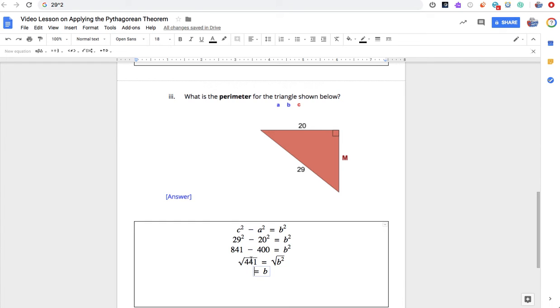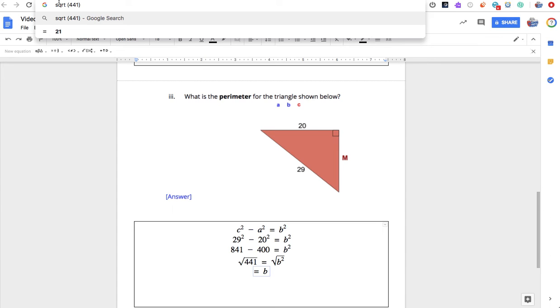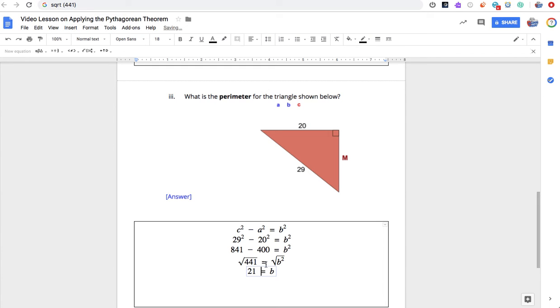I don't know what the square root of 441 is. I know it's going to be close to 20 because 20 times 20 would give me 400. But to get the exact answer, I'm going to need a calculator to help me figure out the square root of 441. Oh, it turns out it's 21. This was one of the perfect squares. I just didn't know that at first until I used the calculator.